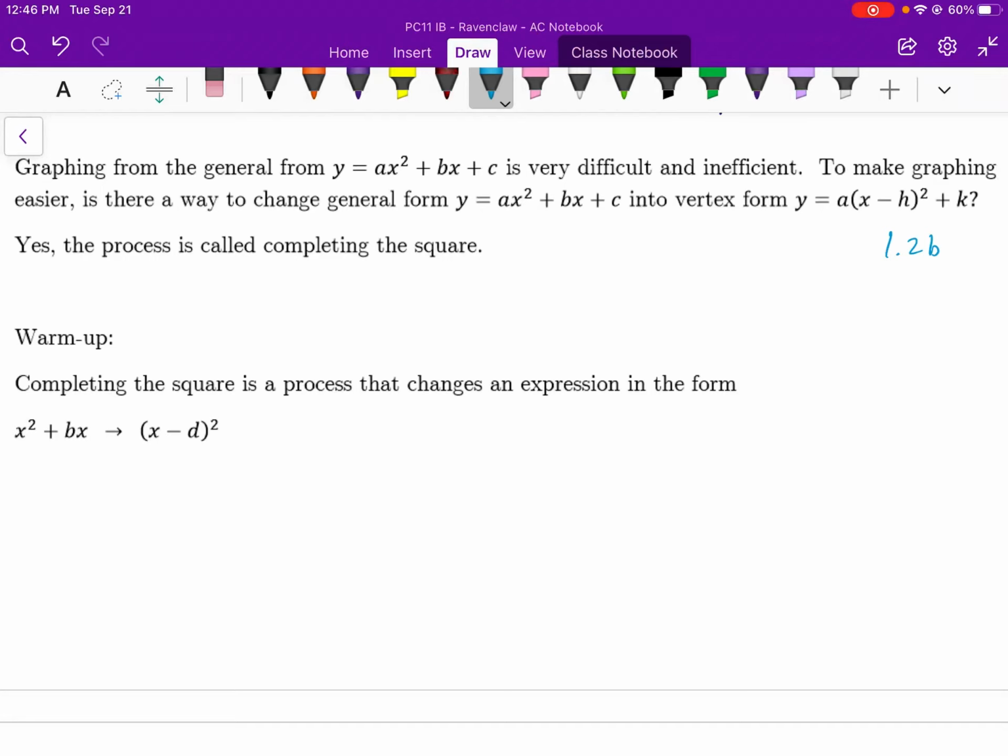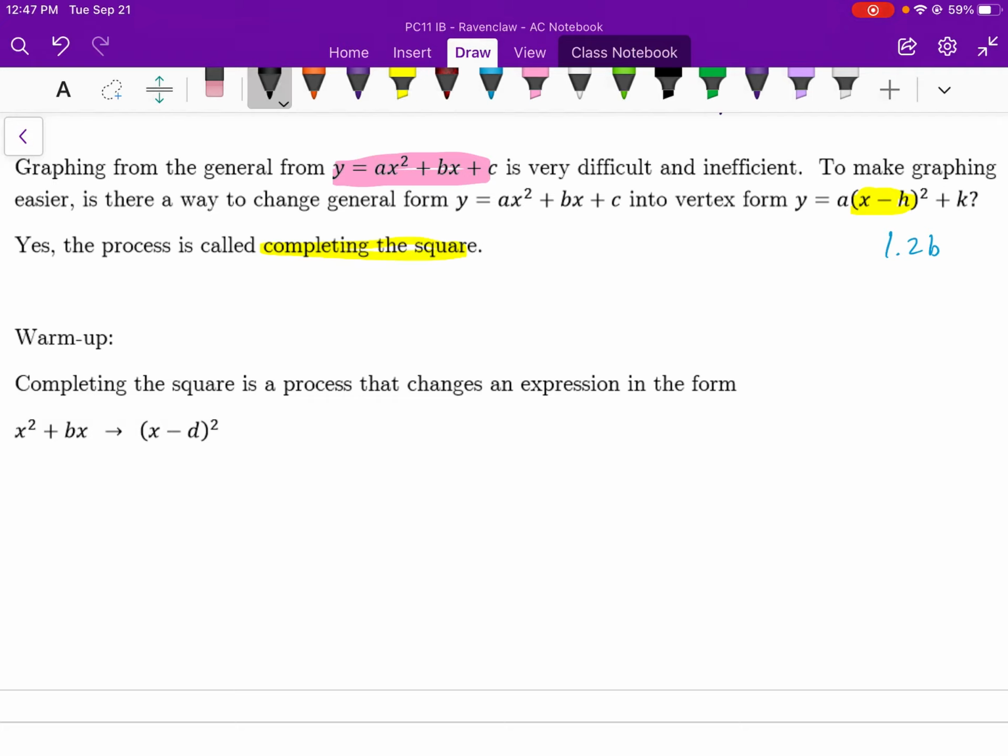So continuing on with our lesson, graphing from the general form is very difficult and inefficient. To make graphing easier, is there a way to change the general form into the vertex form? Yes. And the process is called completing the square. Now you may be wondering what completing the square is, but completing the square is forcing the algebra so that you have a squared factor in your expression, like I've highlighted above.